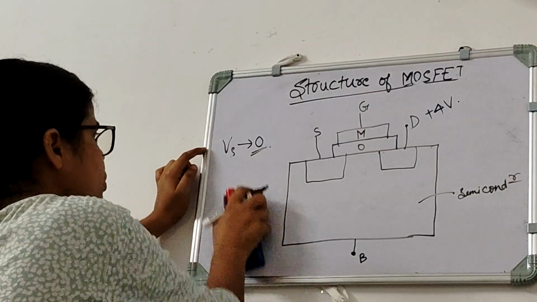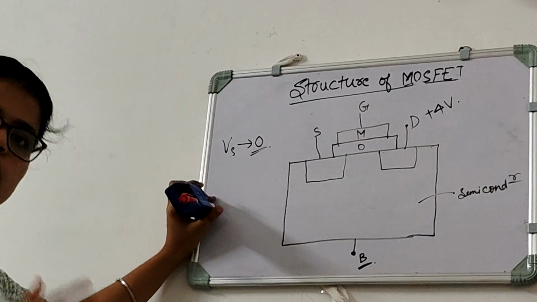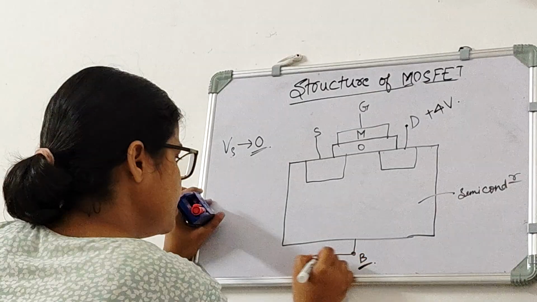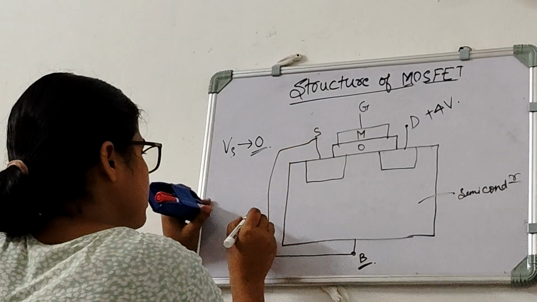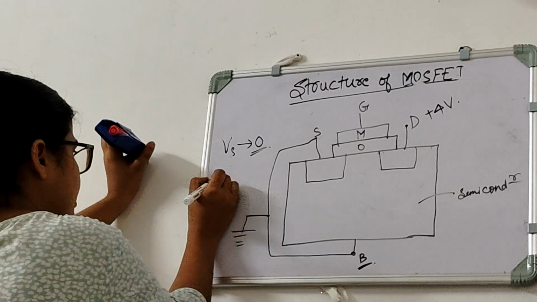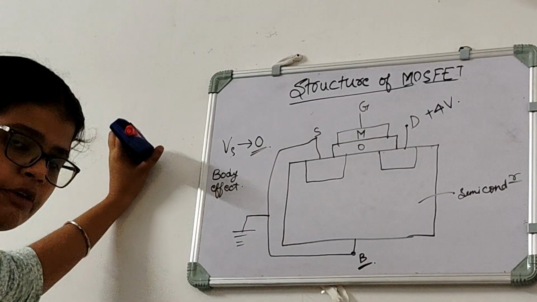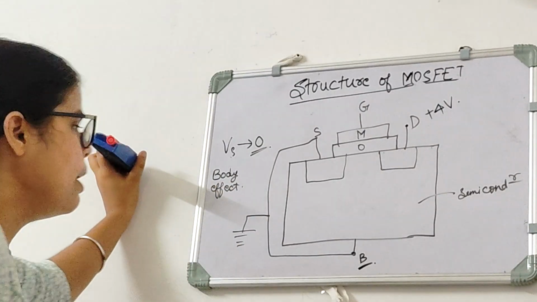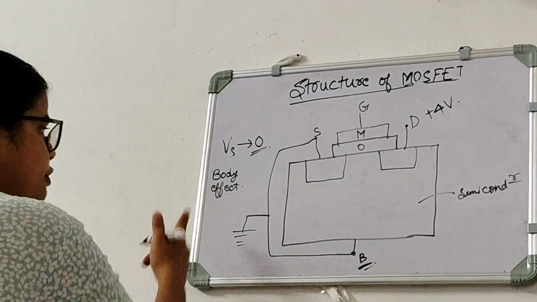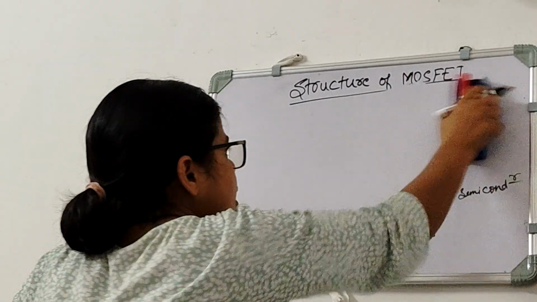Now coming to the body, this body voltage will also be considered as ground voltage, but not always. It will only be considered as ground voltage until and unless body effect comes into discussion. Now what is body effect? We will study about it in another video. But for now, we just have to remember that VB is also 0 until and unless body effect is considered. Now, let me remove all this.